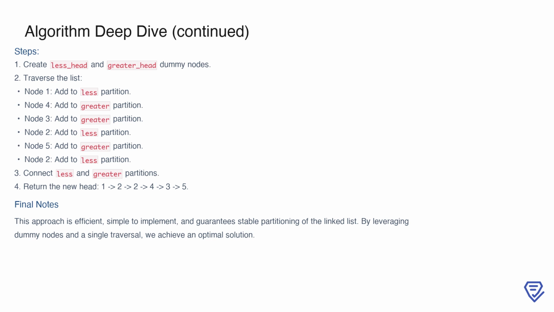After processing all nodes, we connect the less and greater partitions, resulting in the reordered list 1-2-2-4-3-5. This approach is both efficient and easy to implement, ensuring stable partitioning and optimal performance.